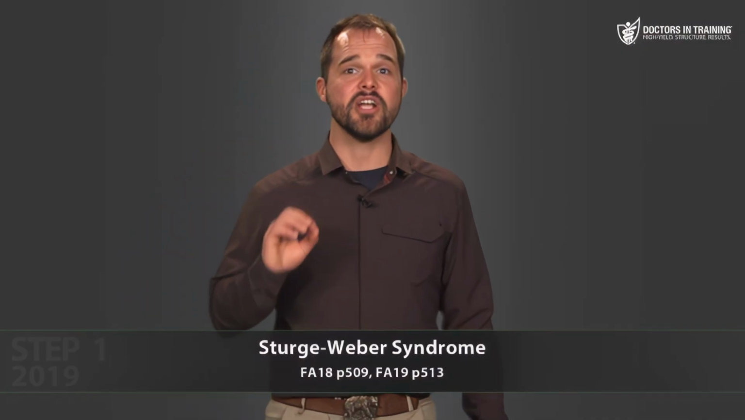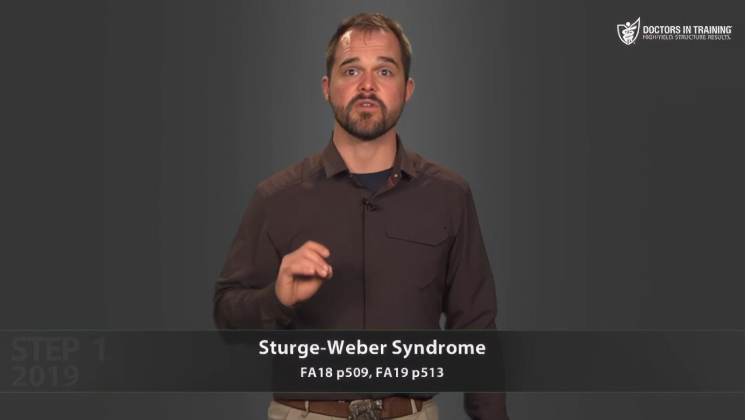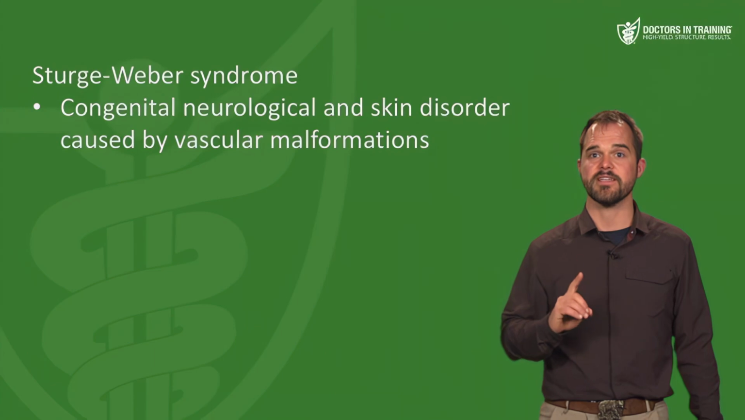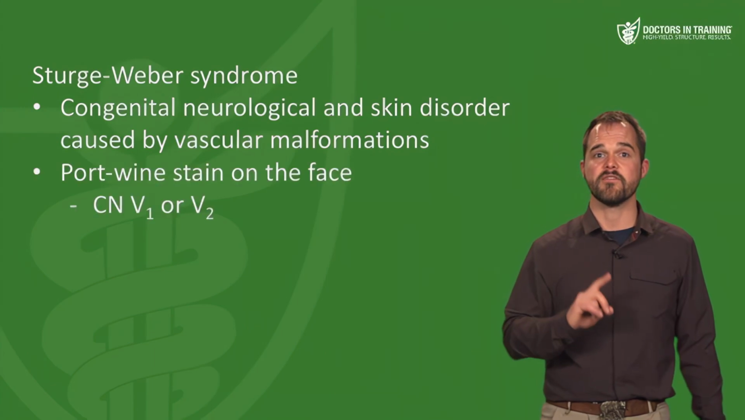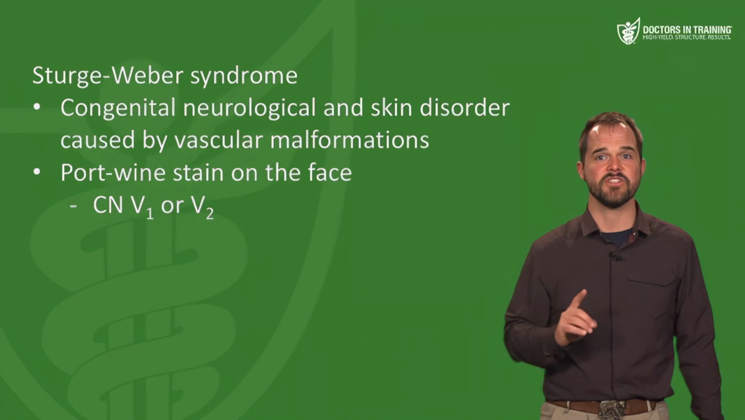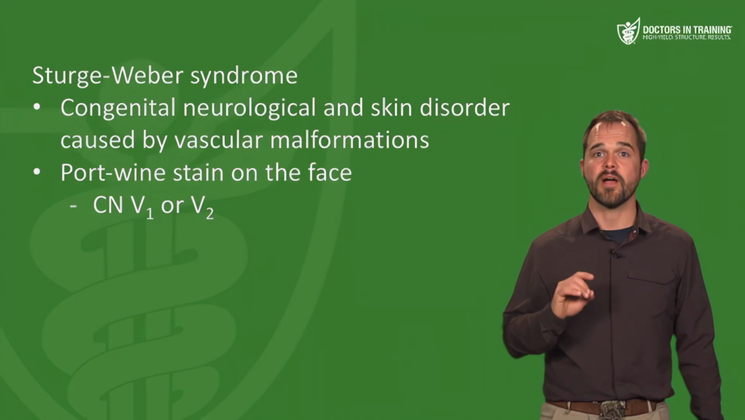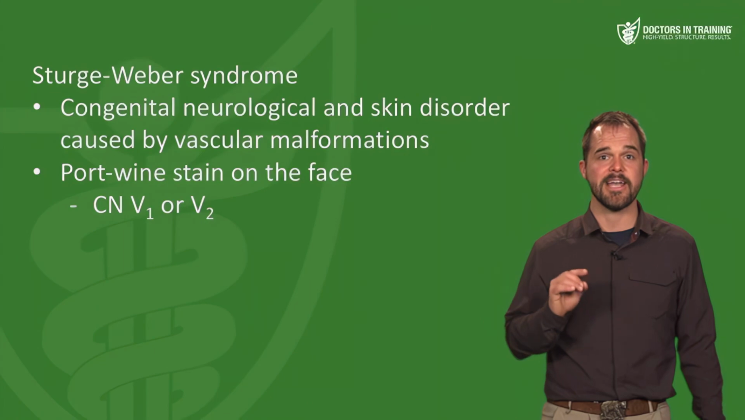Sturge-Weber is a congenital neurological and skin disorder that is caused by vascular malformations. The most notable characteristic is the port wine stain on the face. The lesion originates in the first and/or second division of the trigeminal nerve. The rash can cover most of the forehead and face.